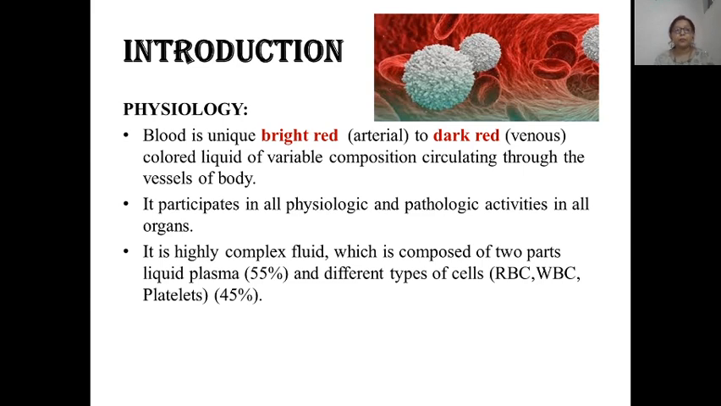First is blood. Blood is bright colored when it is present in the artery, and dark colored when it is present in the vein, and it is of variable composition circulating throughout the vessels of the body. It participates in all the physiologic and pathologic activities in all the organs, and it is a highly complex fluid composed of two parts: the liquid part, which is plasma, and various different types of cells, that is RBC, WBC and platelets, which constitute about 45%, and they are known as the hematocytes.